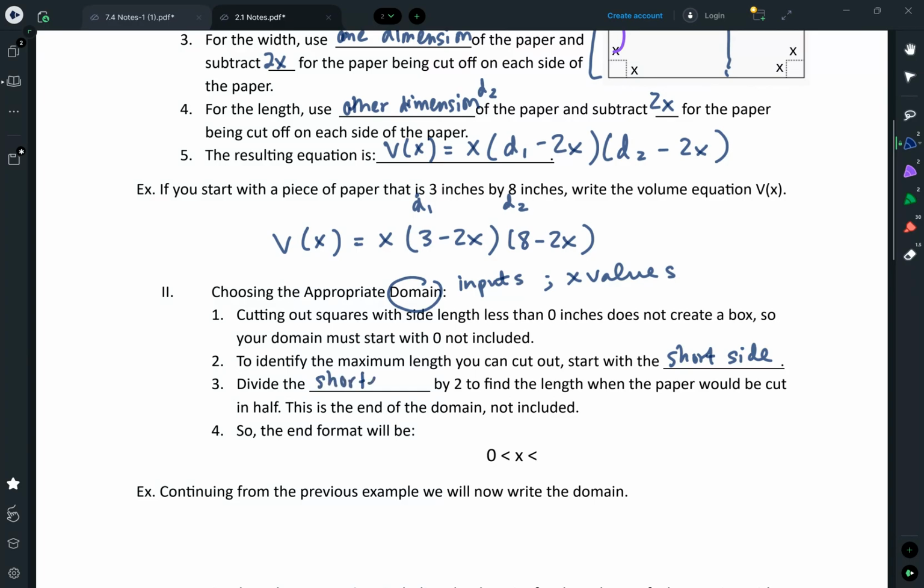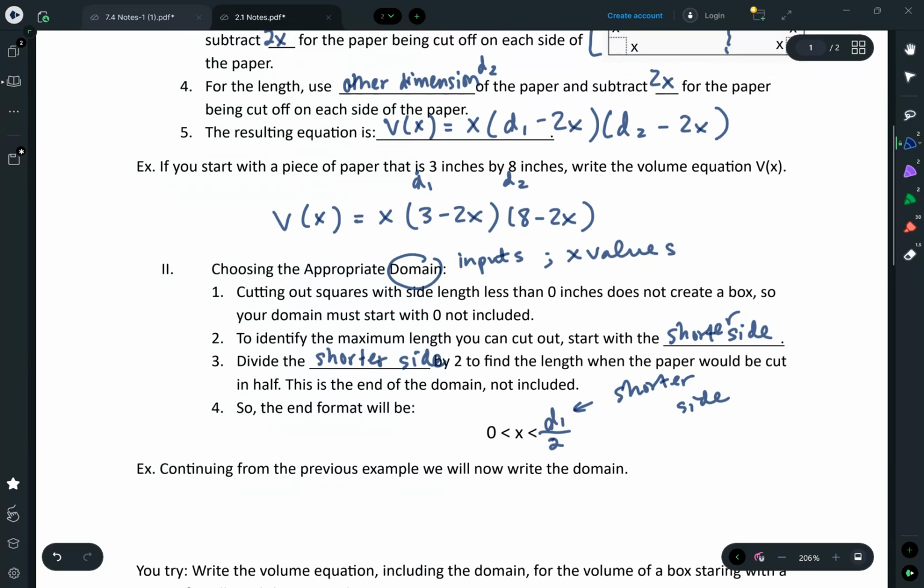Maybe I should say shorter because both of them might be short, right? So let's add shorter side. This is the end of the domain, not included, okay? So that's the number we'd put over here. I'm going to call it either D1 or D2. I'm going to say it's D1. So D1 divided by 2, where D1 is the shorter side.